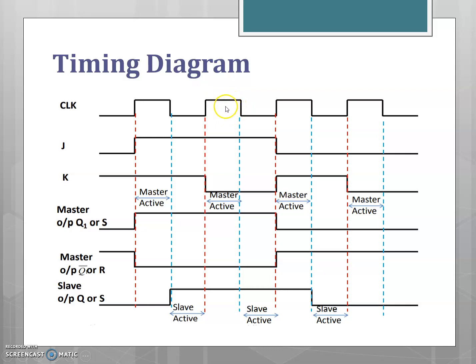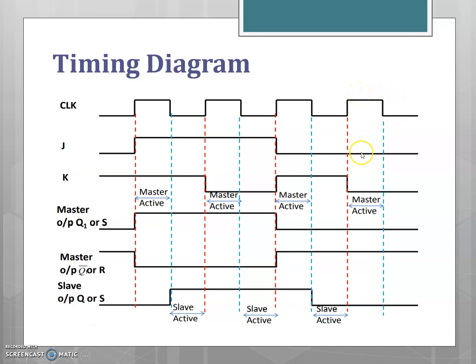Again here the clock is 1 and the master will be active. Here J equal to 1 and K equal to 0. With that condition the output is equal to 1. The output will remain 1 till the next pulse at which the master is active. At this point J is equal to 0 and K equal to 1. For that condition the output is equal to 0. It remains 0 till the next clock when it is equal to 1.